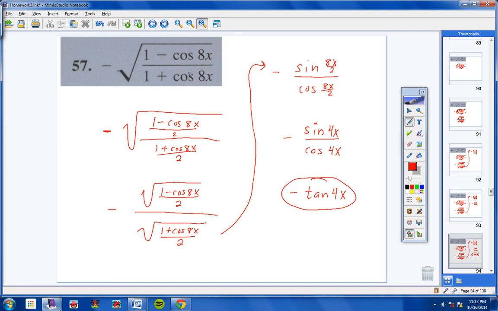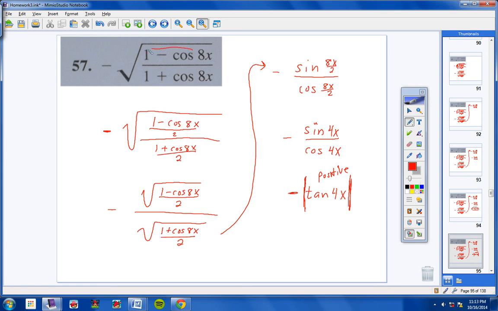Okay, the back of the book has this for their answer. They put negative on the outside, and they put absolute values around this. Let me show you why they did that, okay? What they were saying to you is whatever comes out of this has to be positive. Okay, and here's why. Because all of this came from inside a radical.